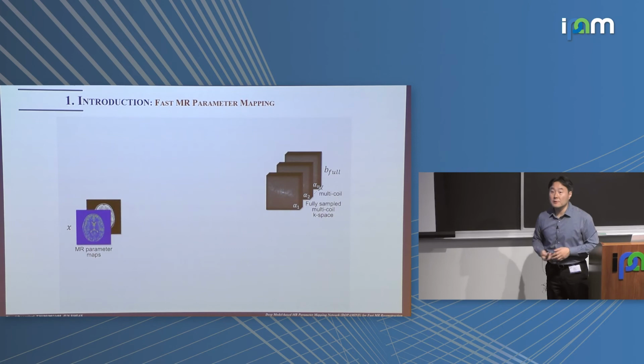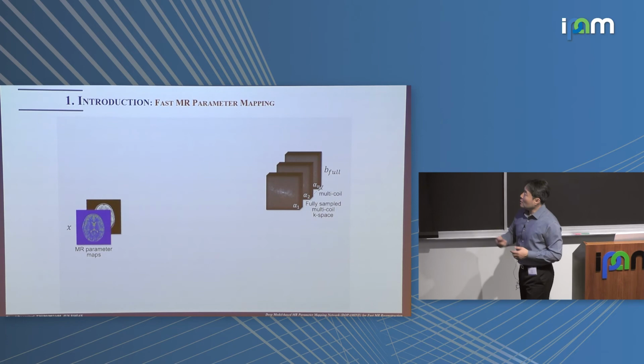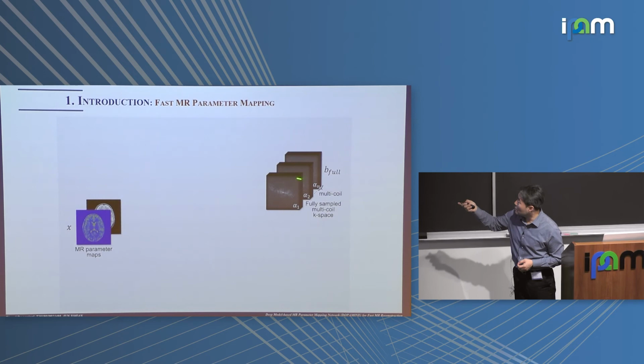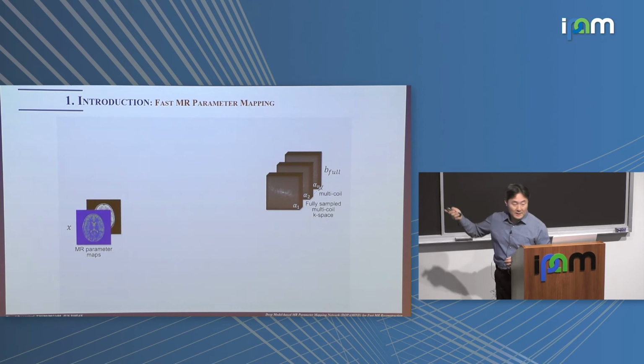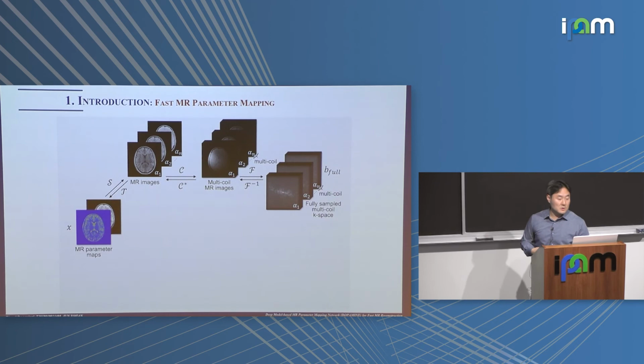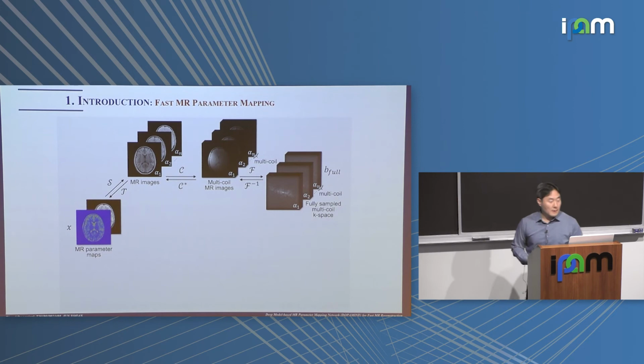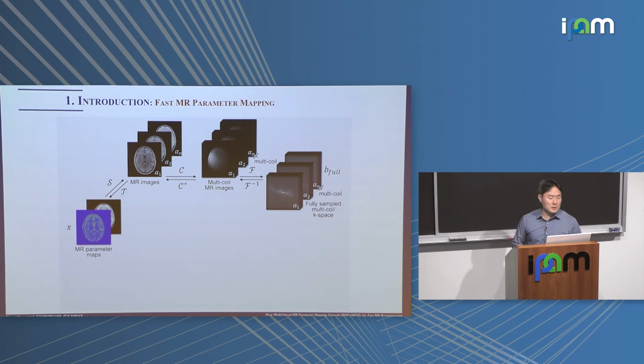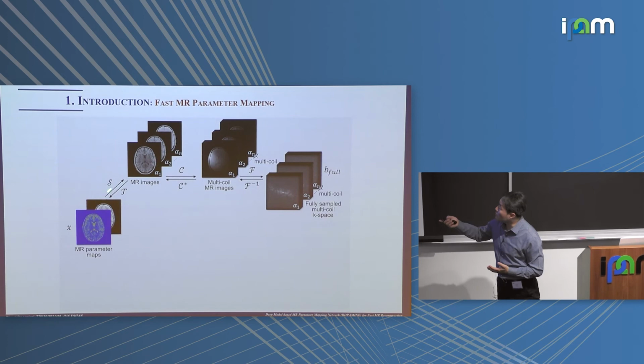For the speed up, we can use the parallel imaging. That means for each image, we can acquire multiple individual coil data sets, and from these data sets, we can reconstruct each coil, the multi-coil MR images, and using the coil sensitivity map, we can combine those multi-coil data into a single magnitude image. And once we get these three magnitude images, we can apply the signal fitting model and get this MR parameter map. So it's a big complicated procedure.